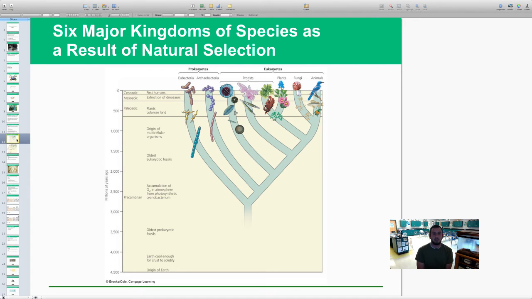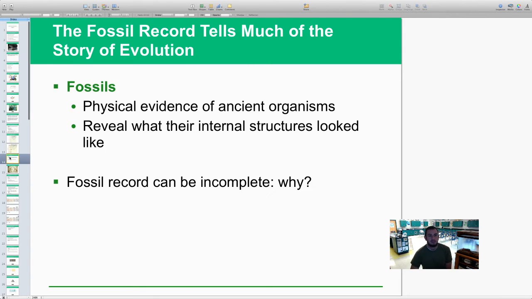So six major kingdoms of species, as a result of natural selection, will be the earliest ones that formed. This shows it millions of years ago: the prokaryotes, the eubacteria, the archaebacteria. Eventually protists came along. They were our first animal-like, fungal-like, and plant-like protists. Then plants evolved from that, and fungi and animals as well. Fossil records are one of our major key components in how we really learn about evolution and prove it over time.